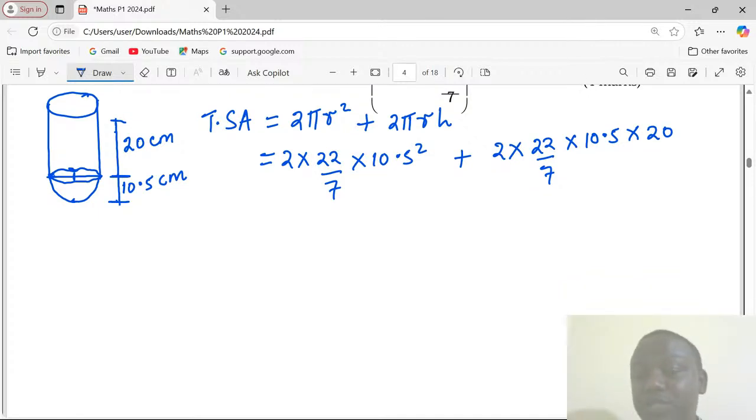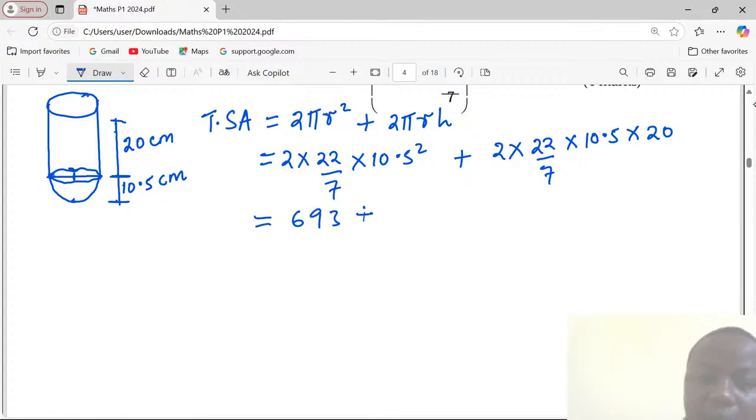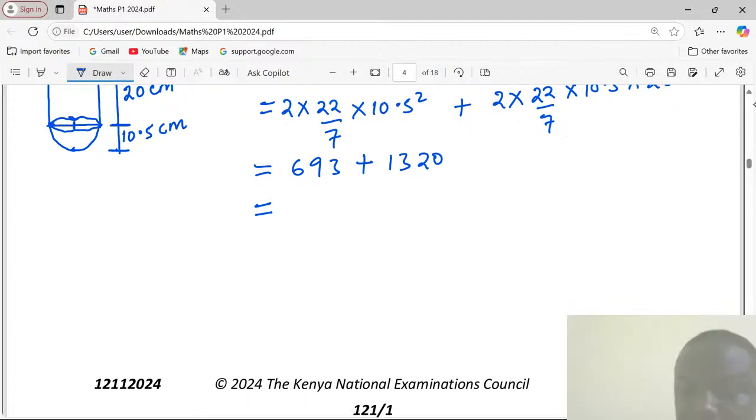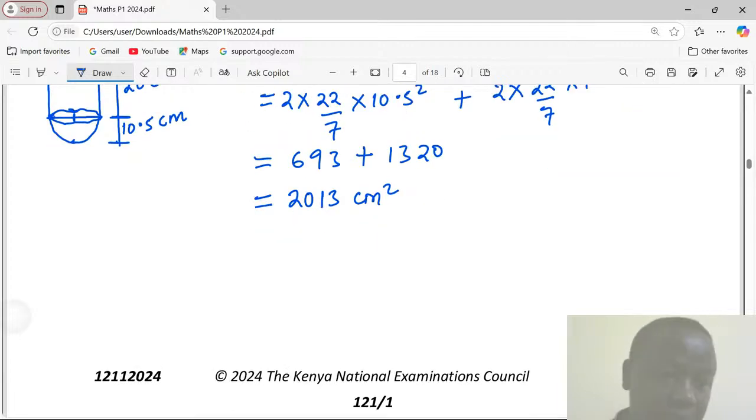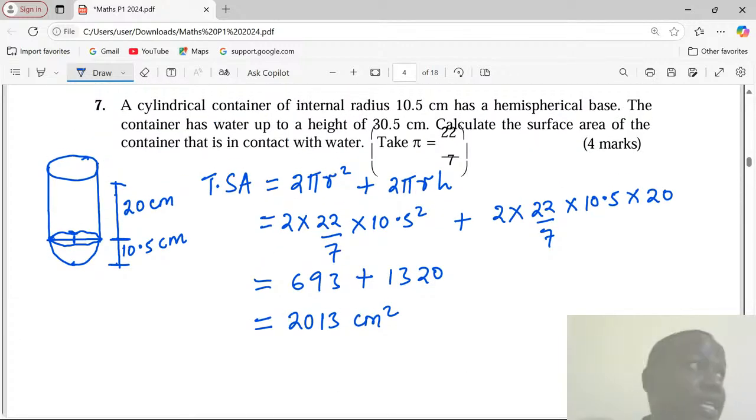So the two values that we're going to get from such a case are 693 from the first case, the hemisphere, plus 1320 on the cylindrical part. And the total surface area will be 2013 square centimeters. So that is how we handle such a question.